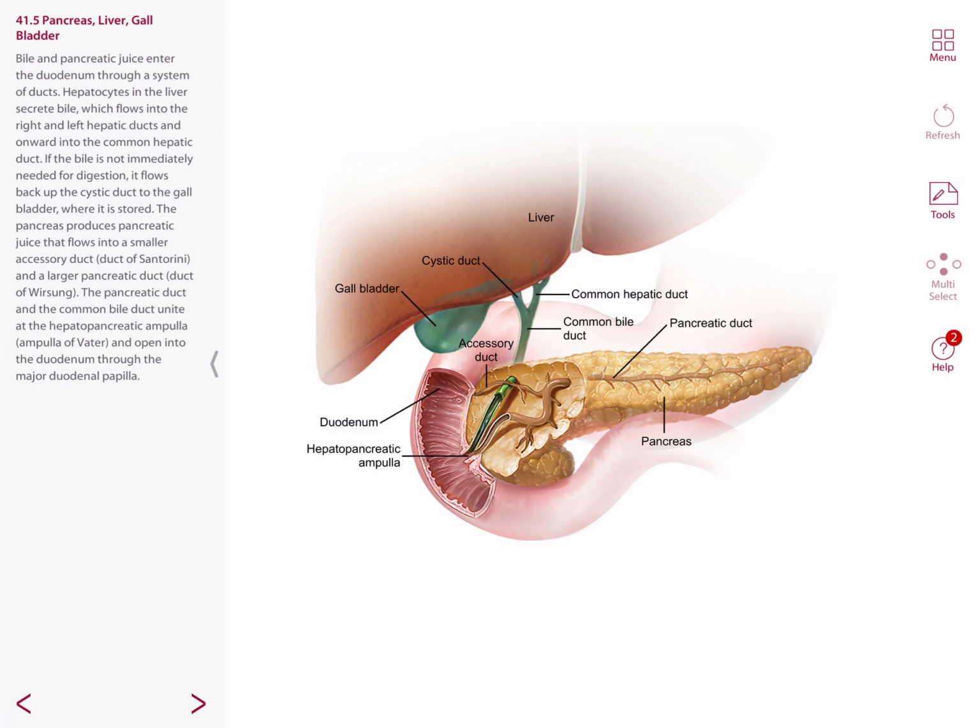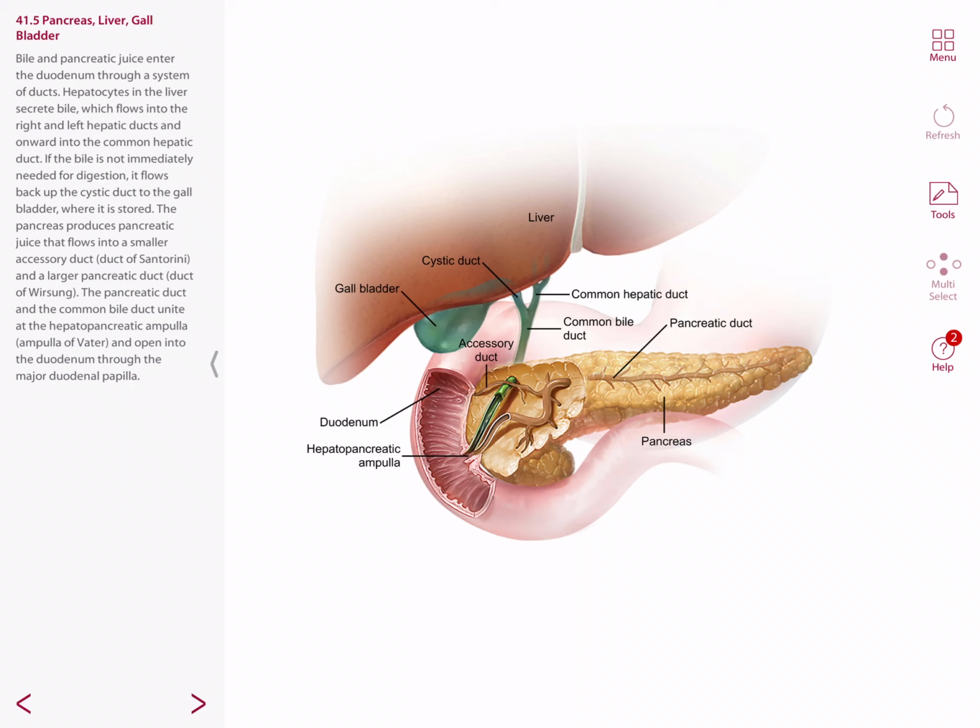Here's a picture of the pancreas. Bile and pancreatic juice enter into the duodenum, the duodenum being the very first part of the small intestine. The pancreas has a main pancreatic duct. You'll see that running all the way from the tail, which is on the far right, to the head, which is the far left. Anything in between there we call the body.